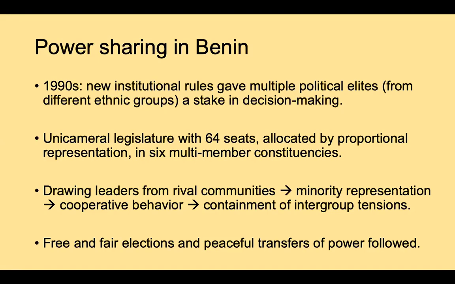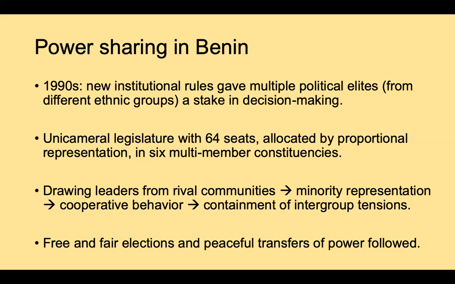And this drawing of leaders from different communities and this minority representation contributed to very moderate and cooperative behavior between groups. And this moderate cooperative behavior helped to contain intergroup tensions that otherwise may have persisted between those groups. And as these tensions were contained, and as these groups increasingly turned to cooperative, moderate behavior because of the institutional rules that brought them together in sharing power, free and fair elections and peaceful transfers of power became the norm in Benin. And it was through this process, this kind of solidification of these institutions and this sharing of power and this moderate cooperative behavior that free and fair elections became solidified and became an institutionalized feature of politics in Benin.